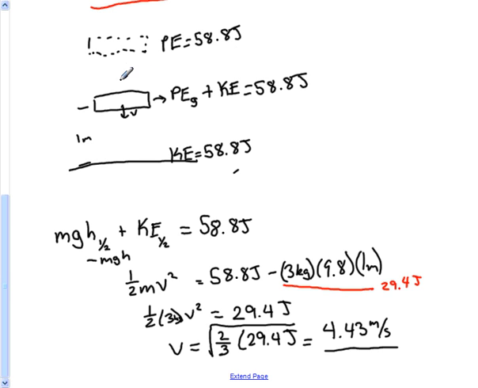So at any point, if we did it right here, which say is 1.5 meters above the ground, or if we did it right here, which is, say, 0.5 meters above the ground, both of these situations would have to have a total energy of 58.8 joules. Some of that would be in potential, and some of that would be in kinetic. So this shows how energy can be conserved, and we can utilize the conservation of energy property to help us solve for the velocity of something as it falls.